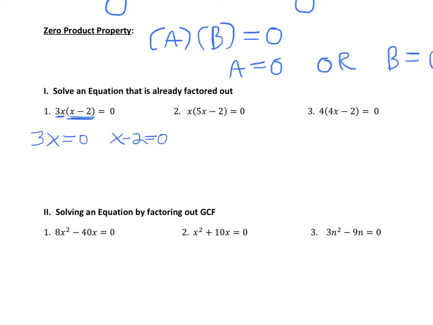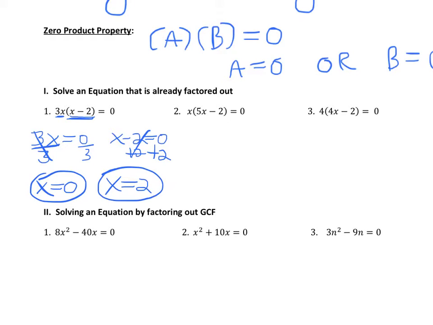Then you just have very easy, straightforward one-step equations. If 3x equals 0, you divide by 3, and 0 divided by 3 gives you 0. So x equals 0. That's a solution. If x minus 2 equals 0, you add 2 to each side, and 0 plus 2 gives you 2. So x equals 2, the second solution. And it makes sense: if you plug 2 in, 2 minus 2 is 0, and 0 times anything gives you 0.